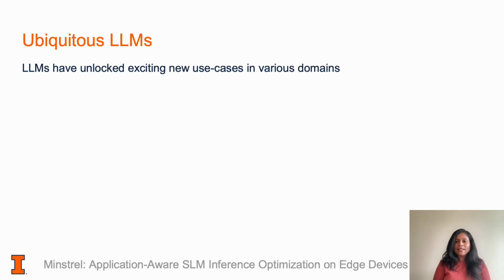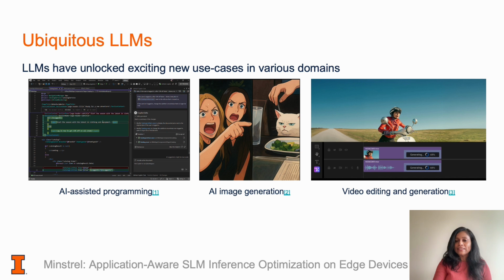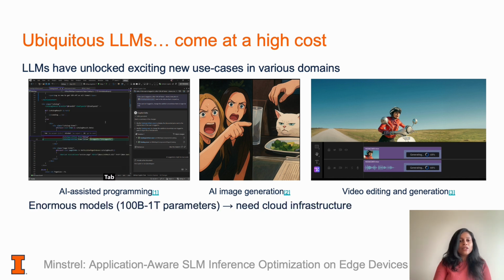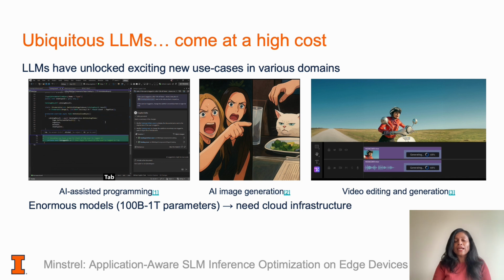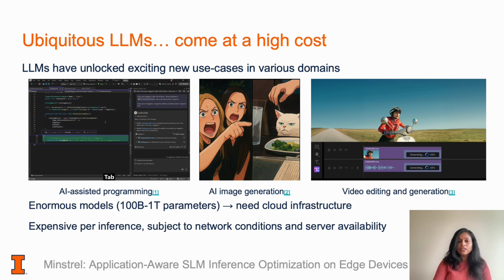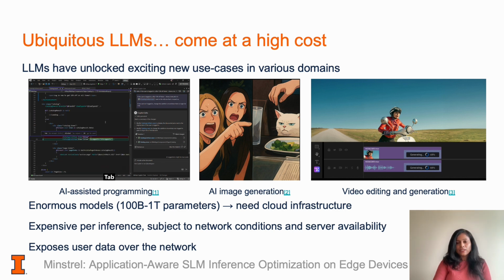Large language models, or LLMs, have become household terms, unlocking exciting new use cases such as AI-assisted pair programming, AI image generation, video editing generation, text summarization, and so on. All of this is great, and it also comes at a great cost. These models are enormous, spanning billions or trillions of parameters, and have very high memory and compute requirements. Thus, they need to be deployed on the cloud. And what this means is every inference comes at a cost, and further is subject to network conditions and server availability. And also, it means that user data has to be exposed over the network to cloud vendors.